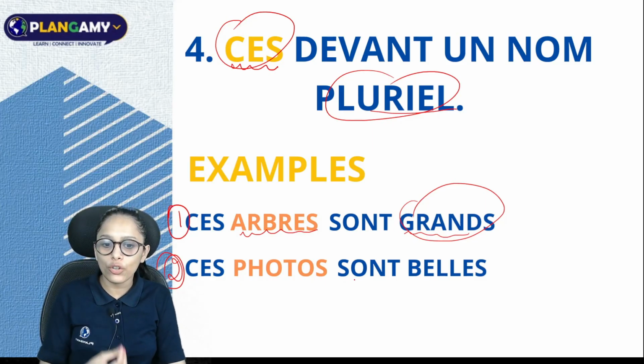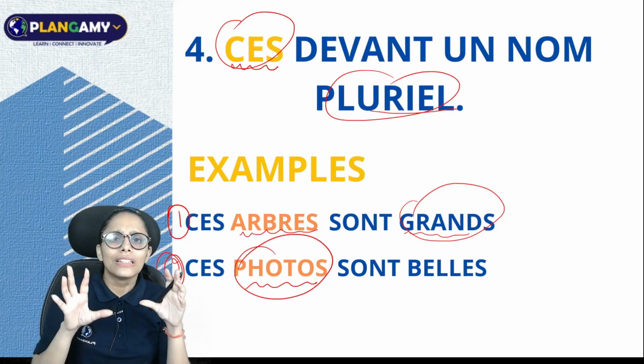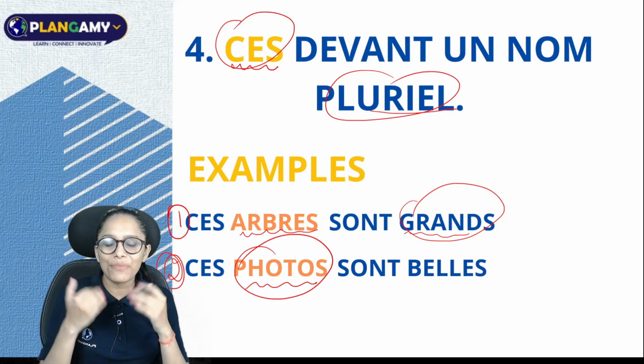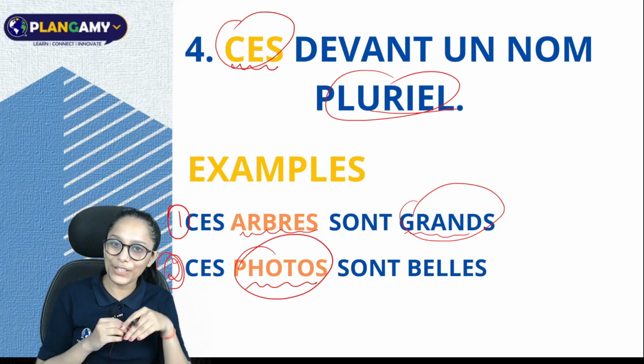Now, ces photos sont belles. So these photos are pretty, are beautiful. So photos is plural, so you are obliged to use ces. I hope that the concept of adjectifs possessifs and adjectifs démonstratifs is clear to you.